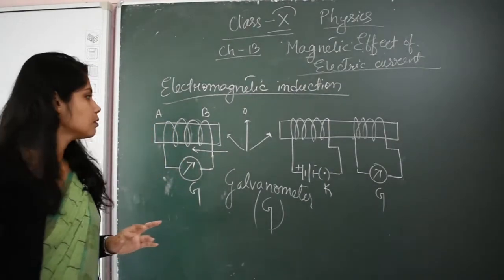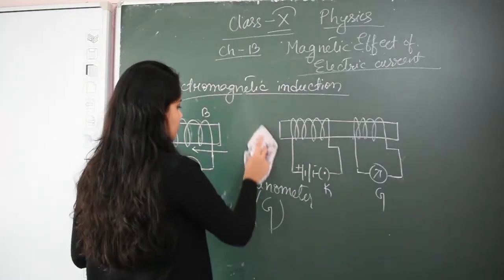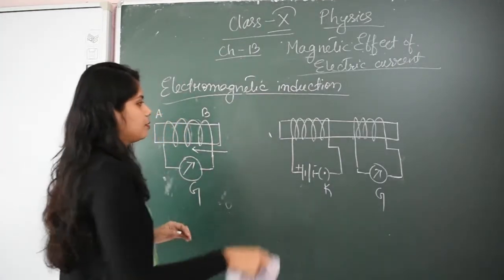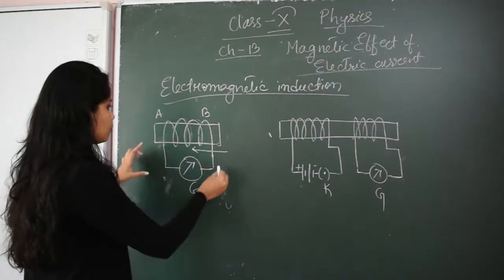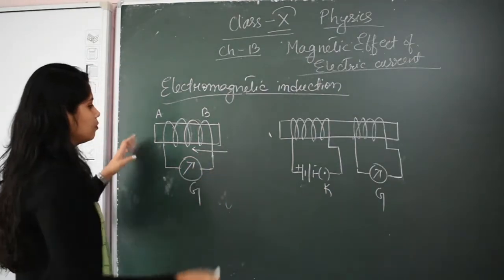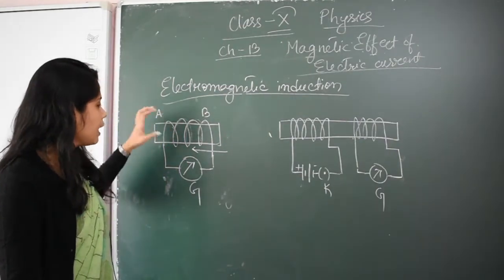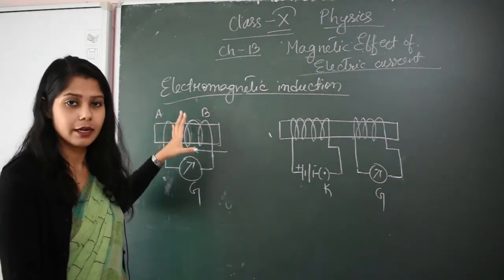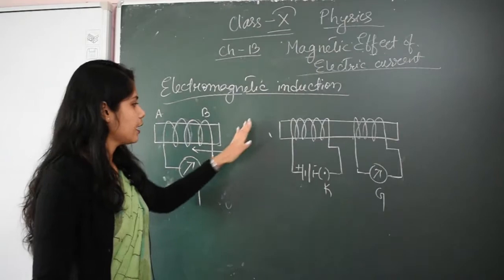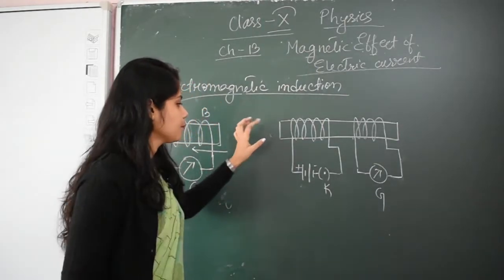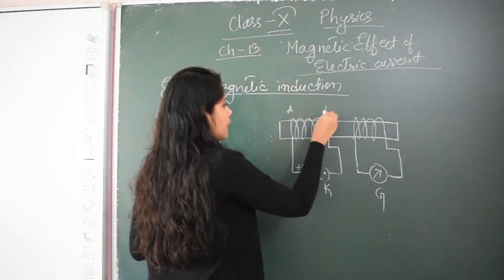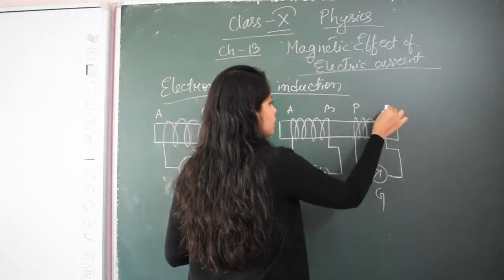So what happens next if I take another experiment? Before, here we have checked whether the current is there or not. So beforehand, this coil has to carry some current from somewhere. So for that, I am taking another coil. One of the coils, if I take this, is A and B, and this is P and Q.